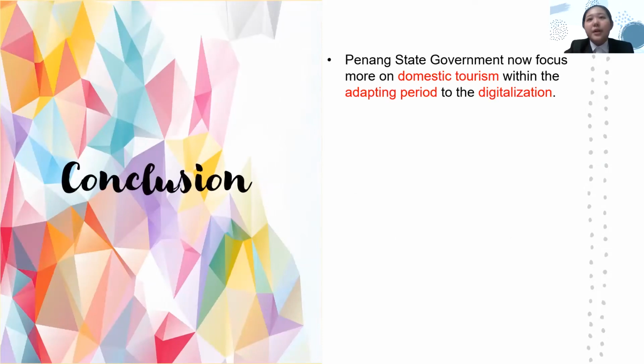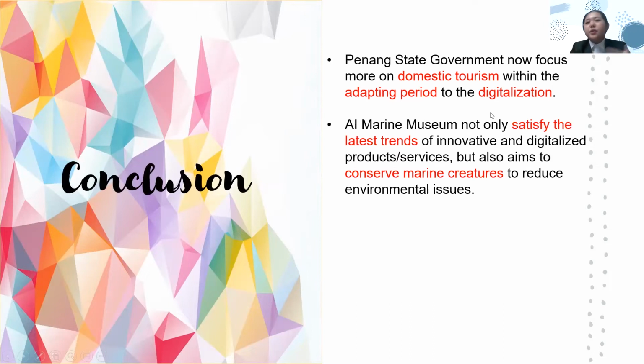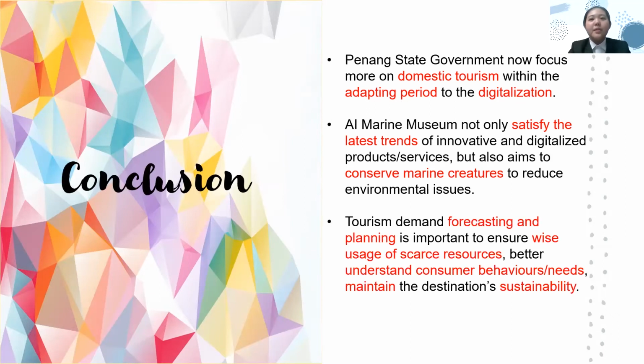So in conclusion, the Penang State government now focuses more on domestic tourism within the adapting period to digitalization. And the AI Marine Museum not only can satisfy the latest trends of innovation and digitalized products or services, but also aims to conserve marine creatures to reduce environmental issues. So tourism demand forecasting and planning is very important to ensure wise usage of available resources, and to better understand consumer behaviors or needs to maintain the destination sustainability.